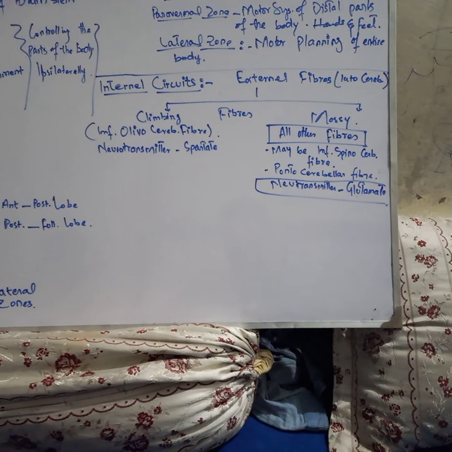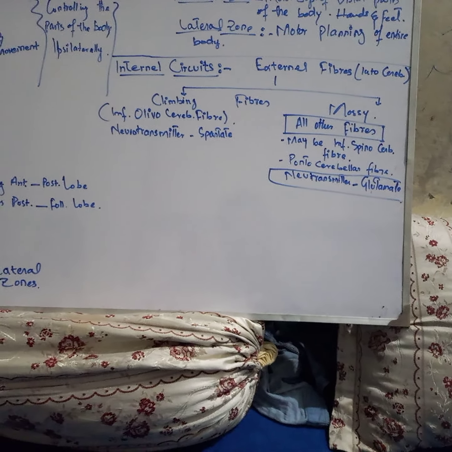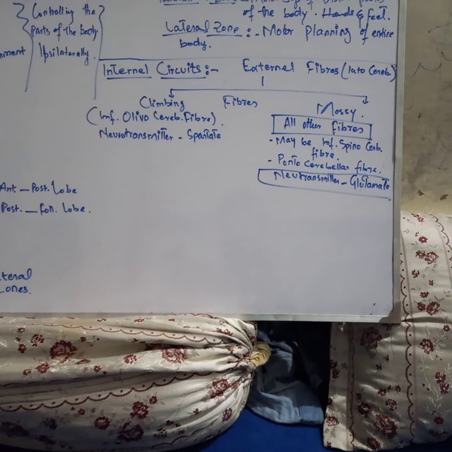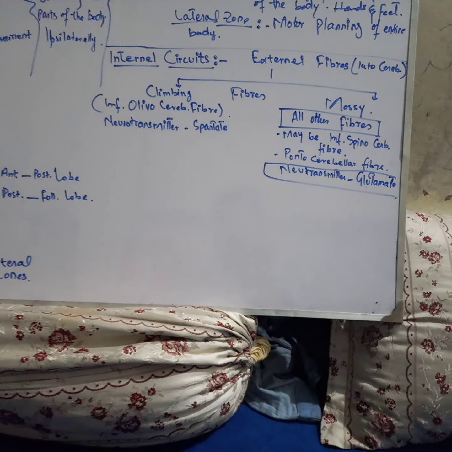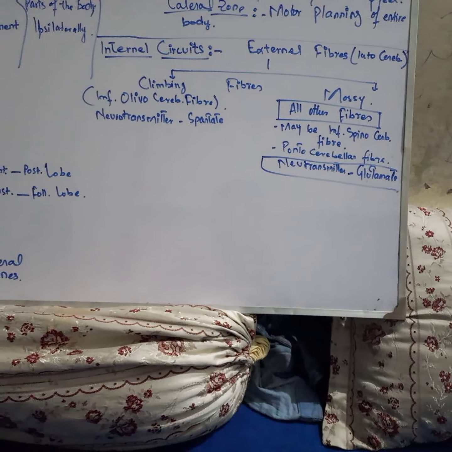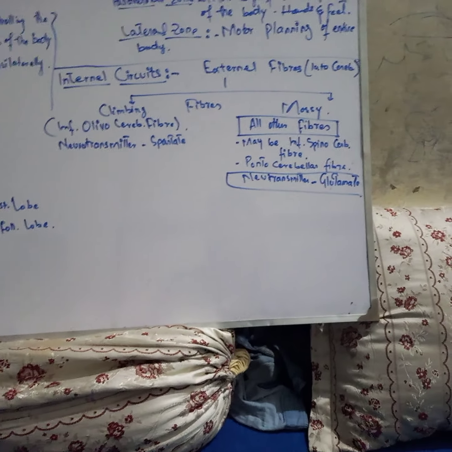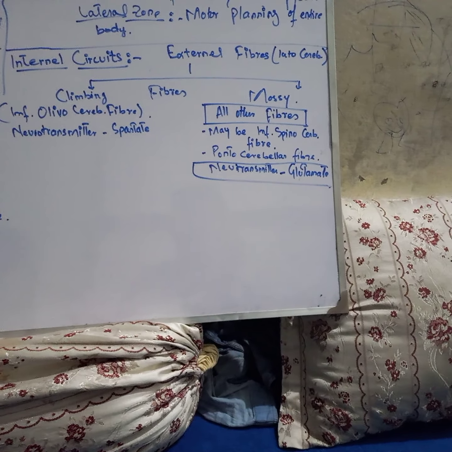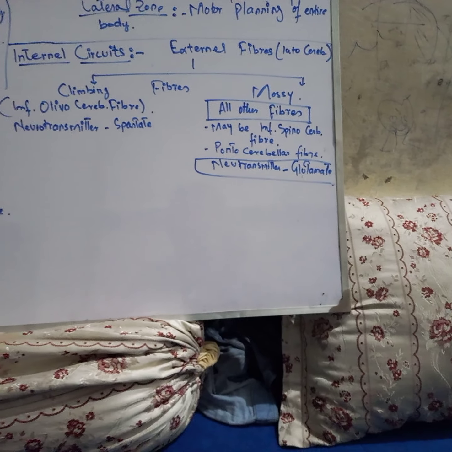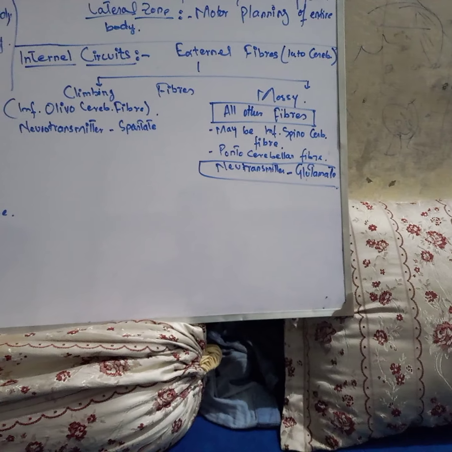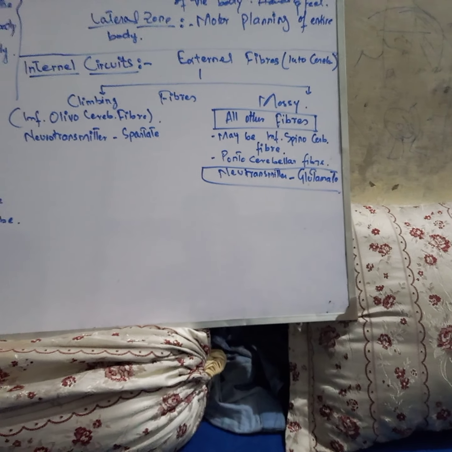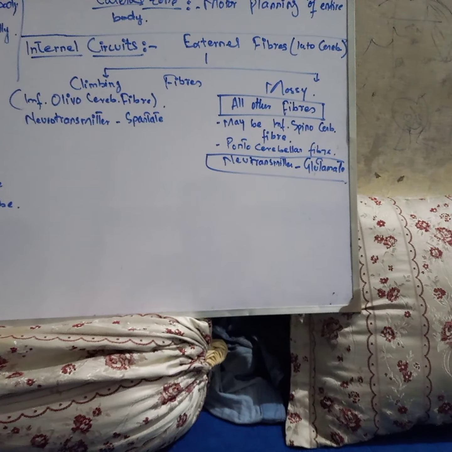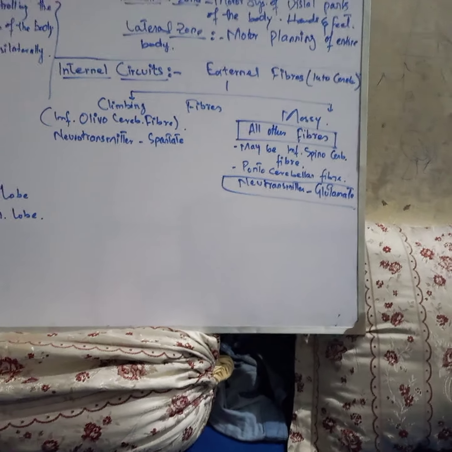The climbing fiber, there is only one, that is the inferior olivocerebellar fibers, and the neurotransmitter in this case is aspartate, while the remaining fibers, except the climbing fiber, come under mossy fibers. They may be inferior spinocerebellar fiber, pontocerebellar fiber, or rubrocerebellar fiber.